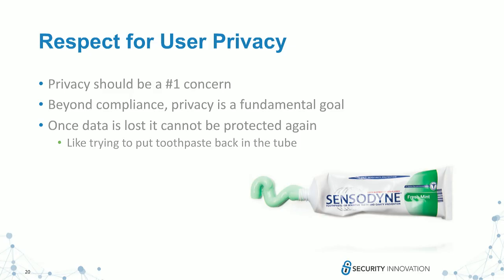It cannot be protected again. It's already gone. And the example I give here is it's like trying to put toothpaste back in the tube. It doesn't work. So we want to be as proactive as we can and make sure we're doing as good a job as we can about maintaining the privacy of our user data and making sure that we're transparent with users on how we're doing that. And that actually makes us look better. That is going to make us more trustworthy to the user.